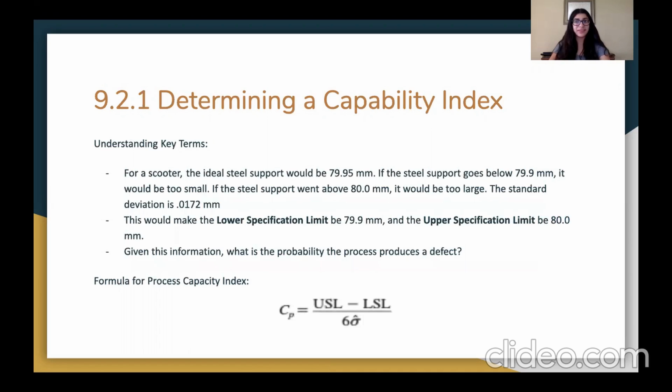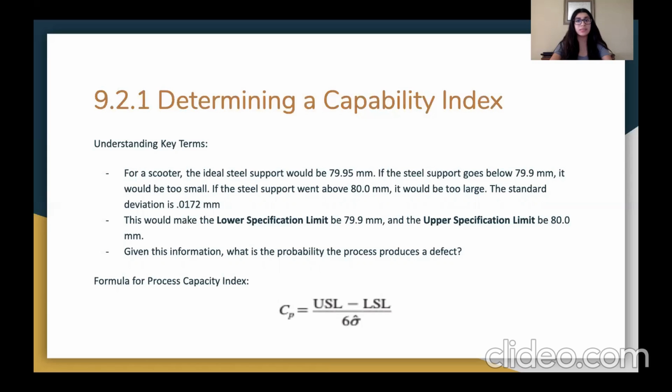To further understand our key terms, here's an example. For a scooter, the ideal steel support would be 79.95 millimeters. If this steel support were to go below 79.9 millimeters, it would be too small. If the steel support went above 80 millimeters, it would be too large. The standard deviation would be 0.0172 millimeters.